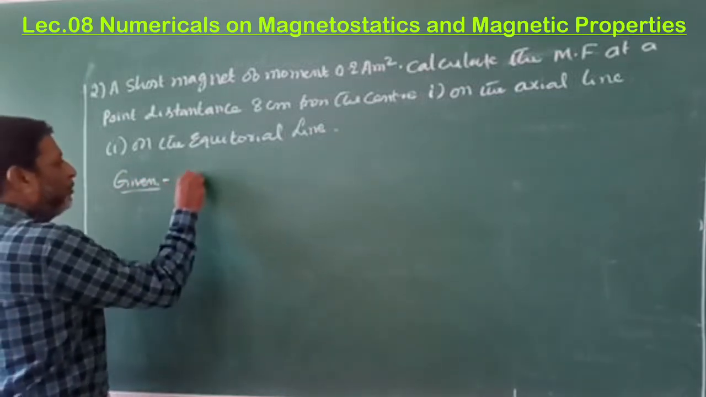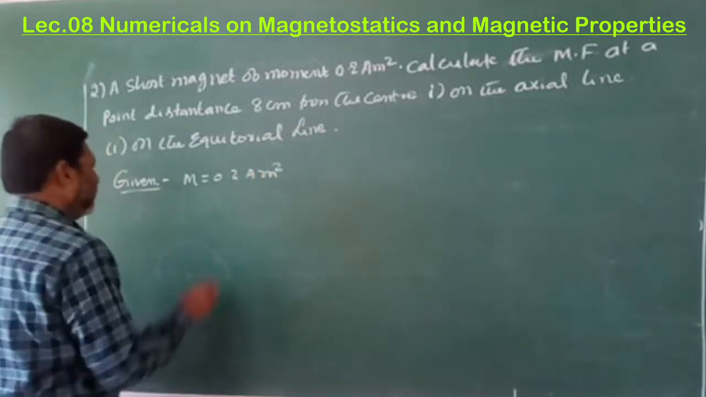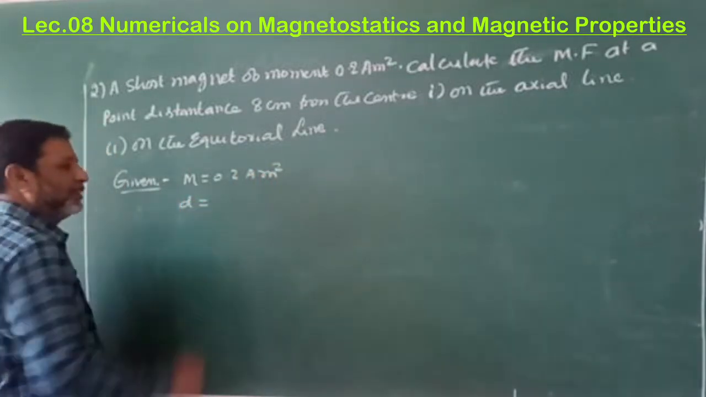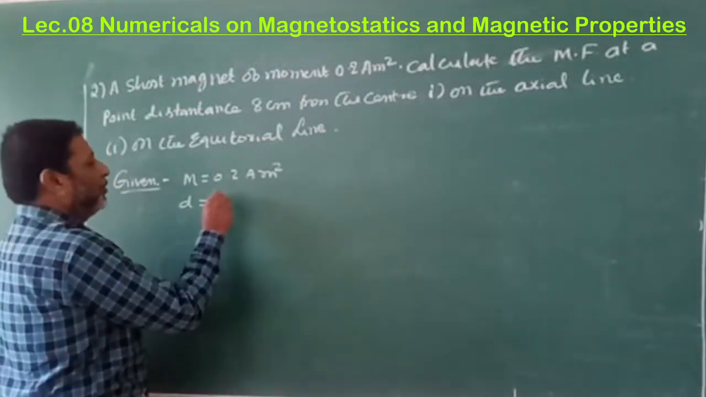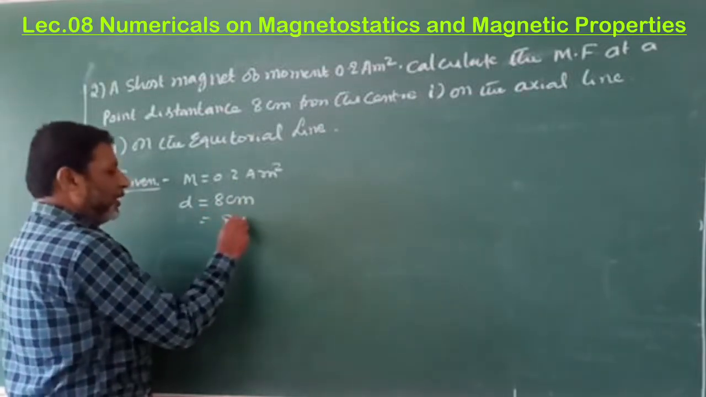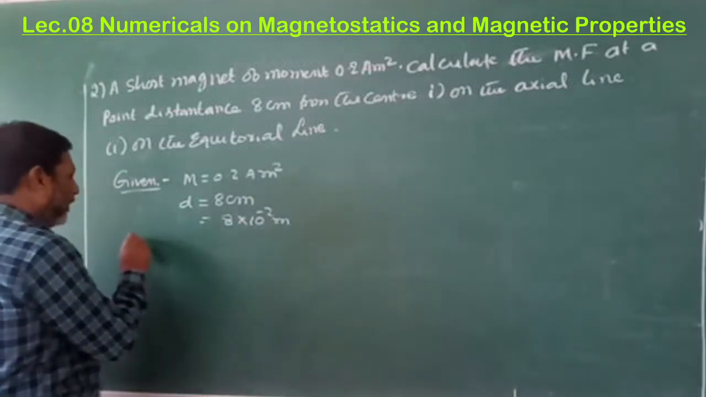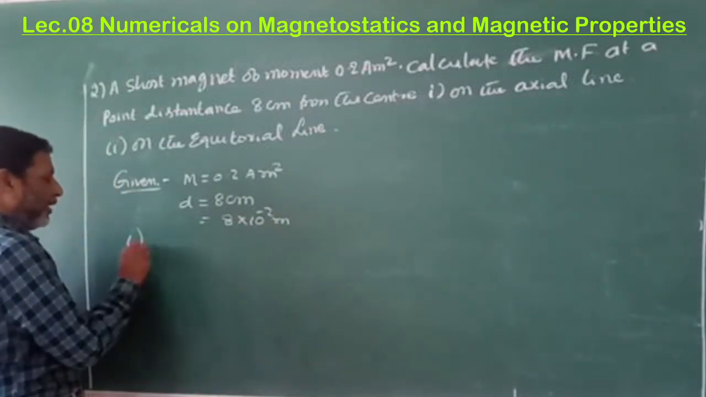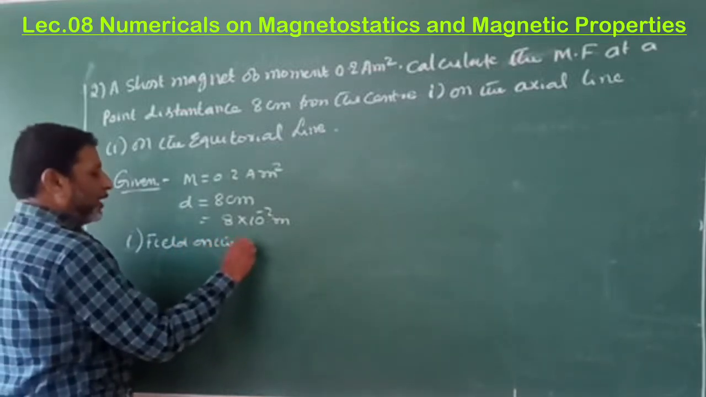magnetic moment M is equal to 0.2 ampere meter square. Next, the distance of the point from the center of the magnet, d, is equal to, how much is it given to you? 8 centimeter. Now you have to convert this in terms of meters, 8 into 10 raised to minus 2 meters. Now, first you have to calculate the field on the axial line.